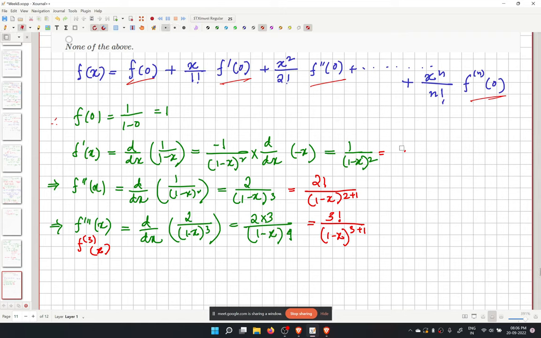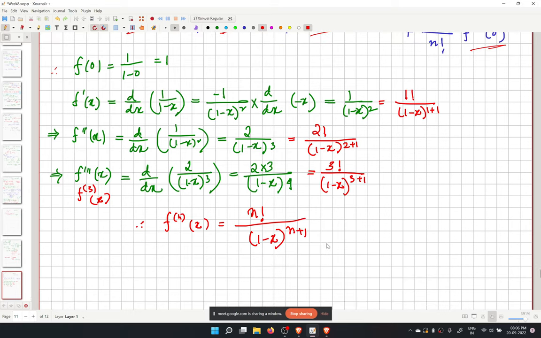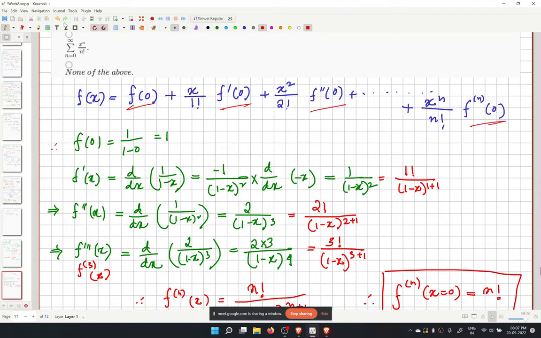Similarly, this one, the first derivative, as 1 factorial by (1 minus x) to the power 1 plus 1. So what we have here is that the nth derivative of this function, from looking at this pattern, we can say that this will be n factorial over (1 minus x) to the power n plus 1. Okay, and you will see if we put the value x equal to 0 that the nth derivative of this function evaluated at x equal to 0 is going to be nothing but n factorial. So that is the final form that we need, and we will put these values in this expression here.